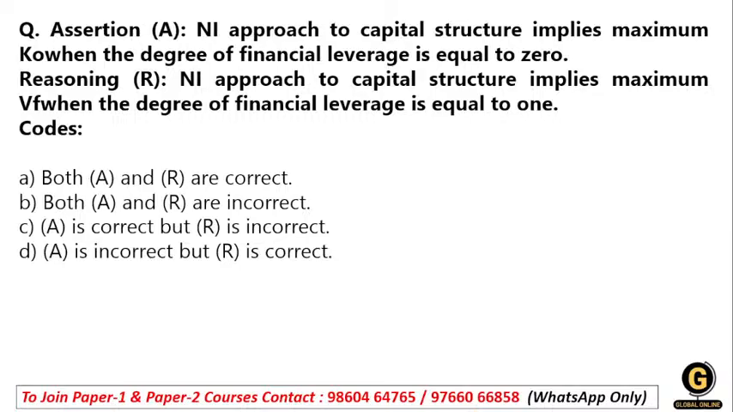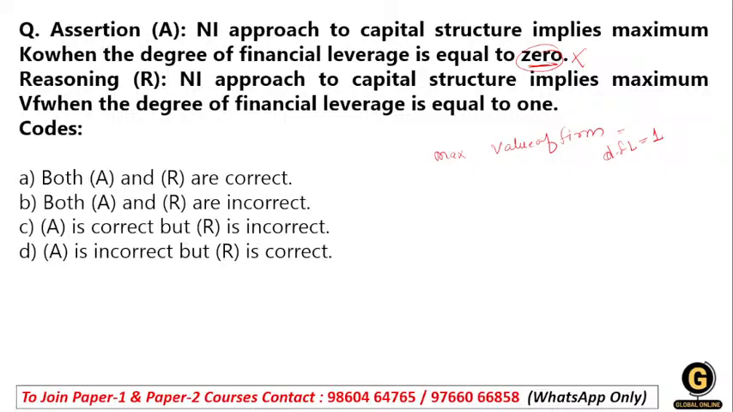Assertion: the net income approach to the capital structure implies maximum value of the firm when the degree of financial leverage is equal to 0. First of all, the NI approach to capital structure implies maximum value of the firm, isn't it? And when the degree of financial leverage is equal to 1, not equal to 0. So this is a wrong statement.